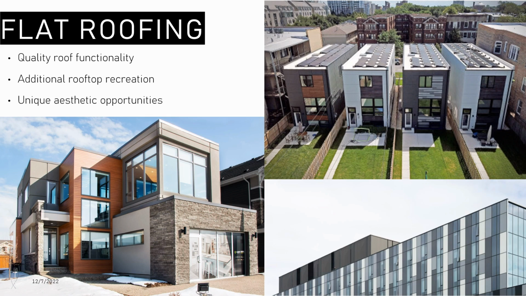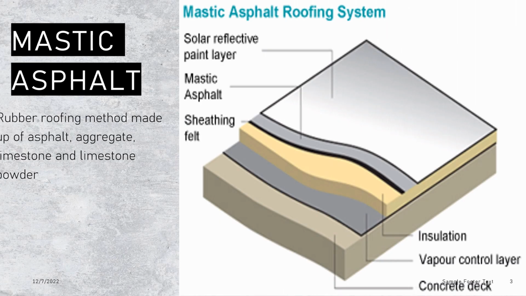For this reason, I have chosen to construct a flat roofing system to allow for quality functionality, additional rooftop recreation and a unique aesthetic. One flat roofing method is mastic asphalt roofing system. This is a combination of asphalt aggregate, limestone and limestone powder. The mastic asphalt is a waterproofing system that combines with the typical layering of flat roofing arrangement.